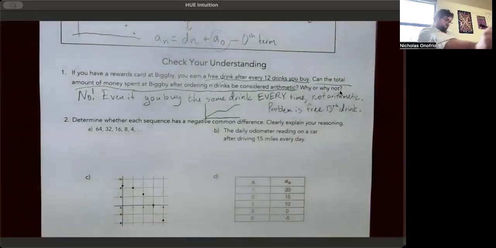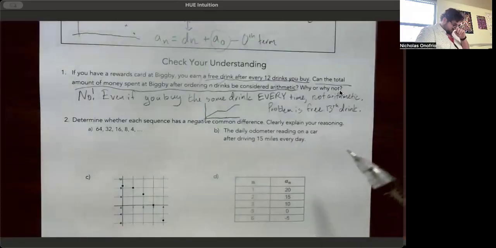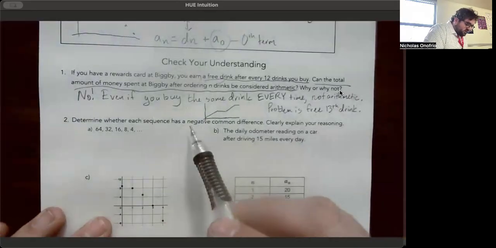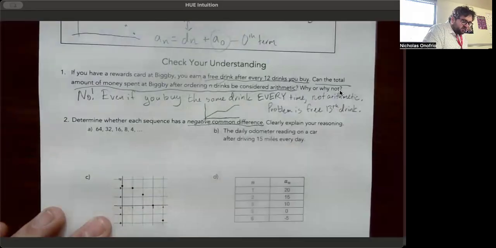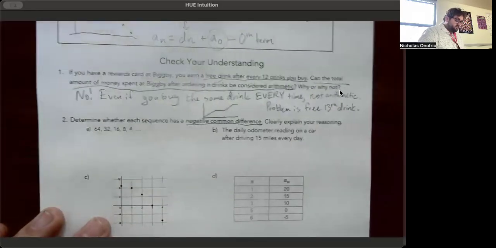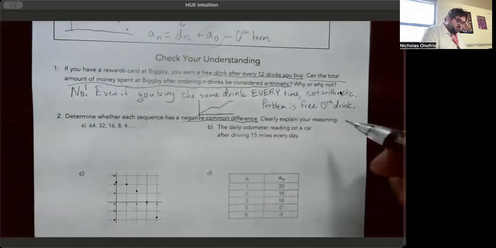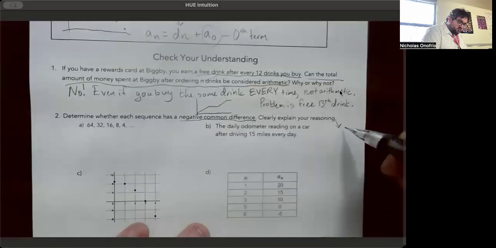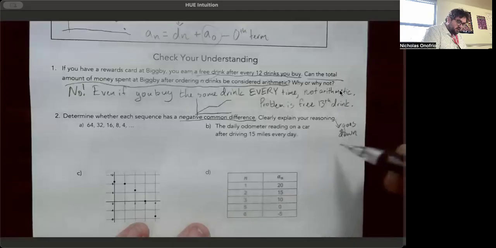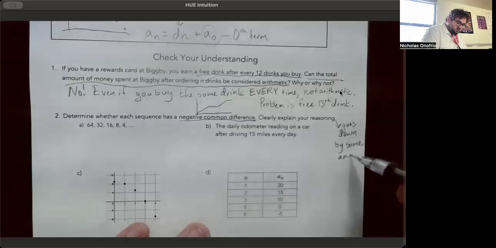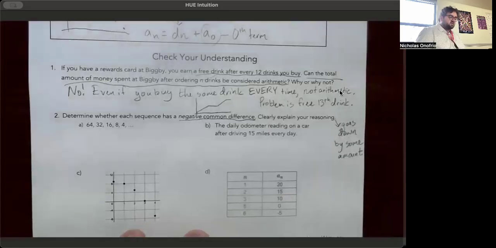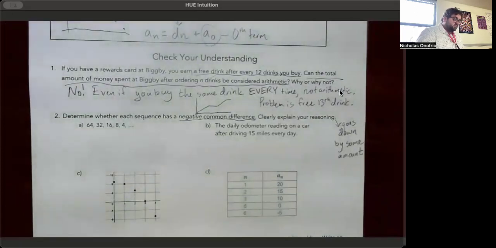All right, let's look at our next one. Number 2, determine whether each sequence has a negative common difference, clearly explain your reasoning. So what we're looking for is a sequence that goes down, and it goes down by the same amount. Go ahead, talk as a class, and take 5 minutes to decide which one of these have a negative common difference.